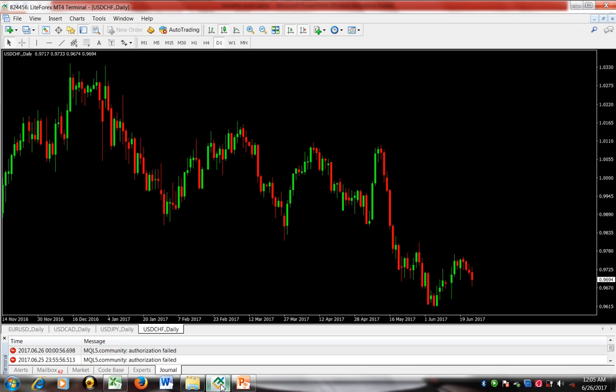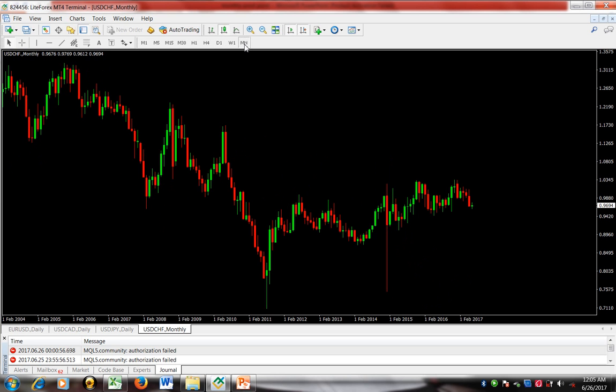Let's look at the chart. This is a chart of USD CHF, and we want to apply the monthly pivot point. So we have to switch to the monthly time frame. This is the month of June, the current month is June, the previous month is May. So we need the data from May to generate the pivot point levels for June.